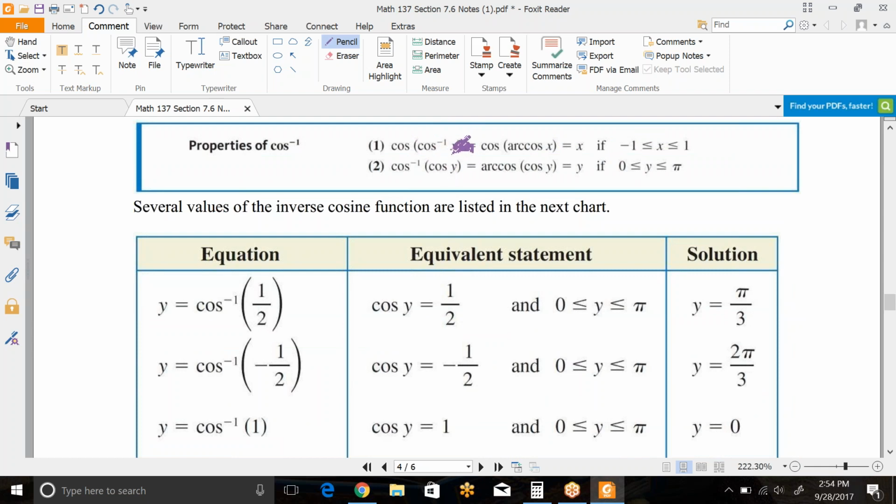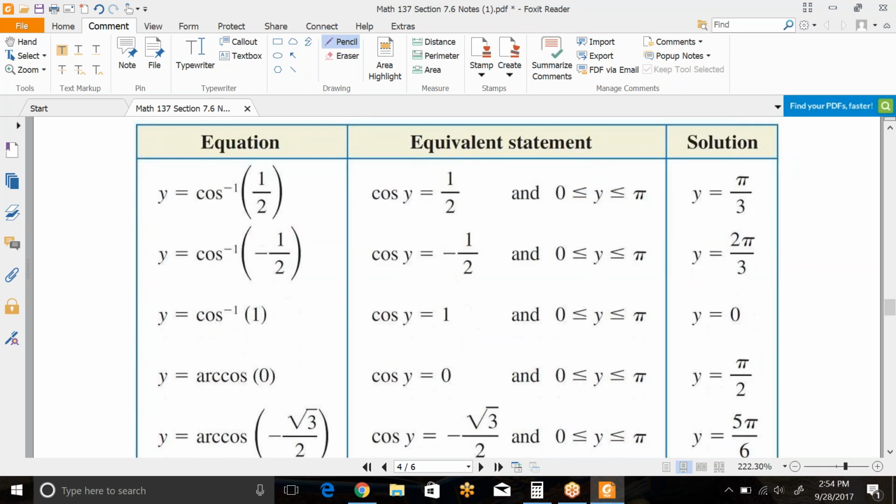If the original function's inside, you need it to match the angle description. So remember, when you have the original function, the inside value is an angle. When you have the inverse function, the inside value is the ratio of the triangle. So for these to cancel out, this has to be between 0 and pi. And there's another chart here just showing you that when they look at these cosine inverse problems, they're picking angles that are between 0 and pi.